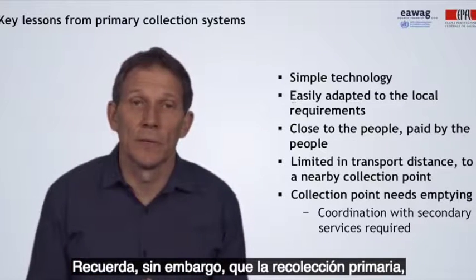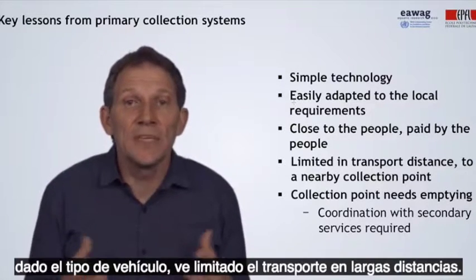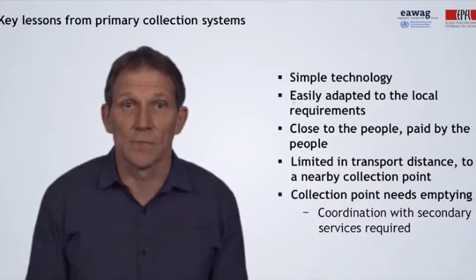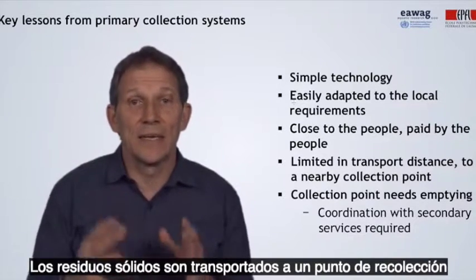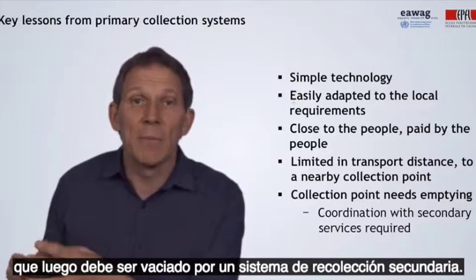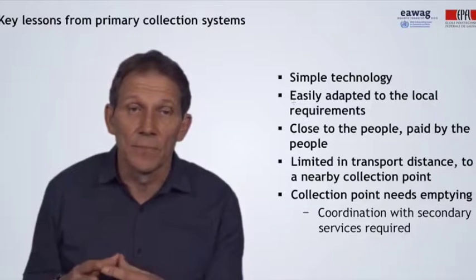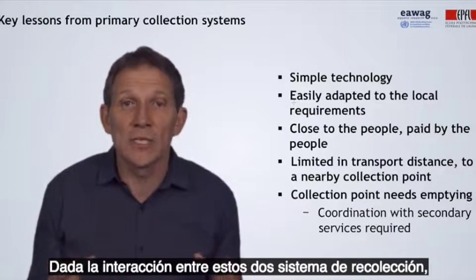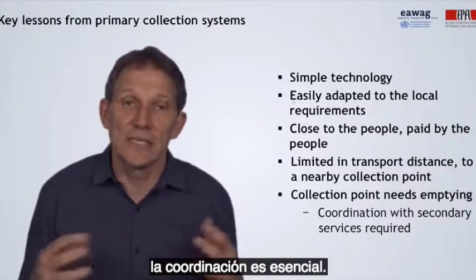Remember, however, that primary collection, given the type of vehicles, is limited in transport distance. Waste is delivered to a collection point, which then needs to be emptied by a secondary collection system. Given this interaction between two collection systems, coordination is essential.